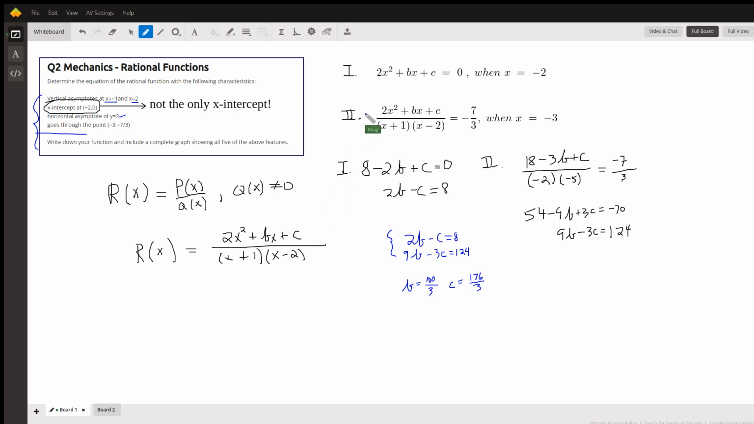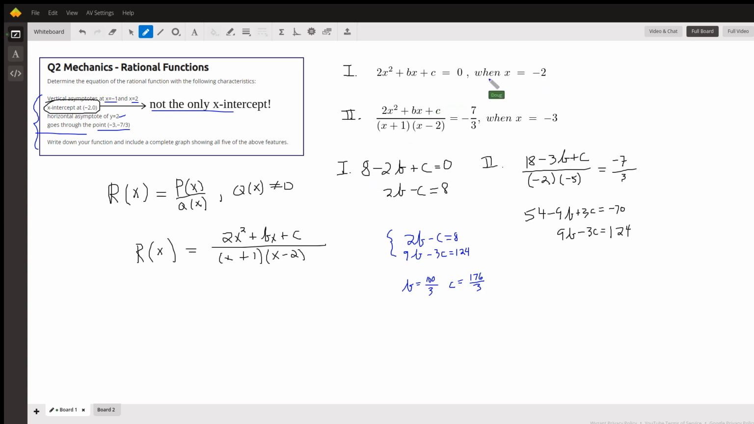And the key is that this numerator has to equal 0 when x equals -2. That's how we get a root of -2. And this expression, when x equals -3, has to be -7/3 because the function goes through the point -3, -7/3. By the way, if the x-intercept is at -2, 0, we are making the assumption that that's not the only x-intercept, that that's one of the x-intercepts. We'll see that in the graph on the next page.